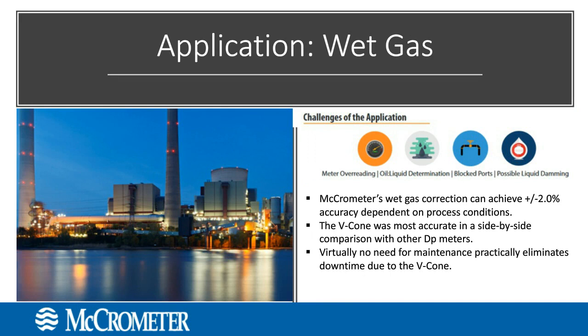McCrometer does work very well within the wet gas market. We can achieve wet gas corrections of plus or minus 2% accuracy. Obviously, the big caveat with wet gas is depending on process conditions and whether or not things actually are wet gases versus multi-phase. The VCone was tested to be most accurate in side-by-side comparison with other DP measurement technologies. And there's virtually no need for maintenance, and it practically eliminates downtime due to the VCone itself.